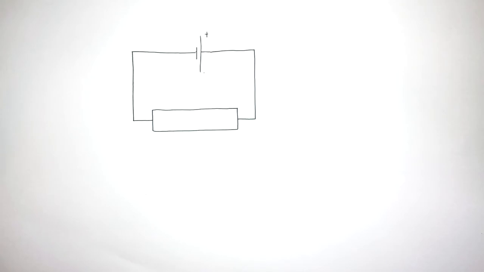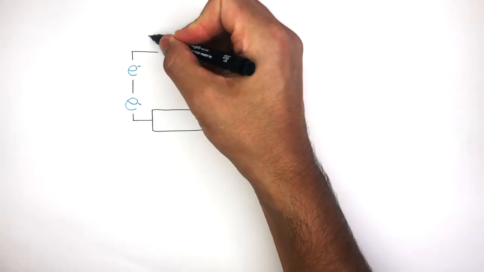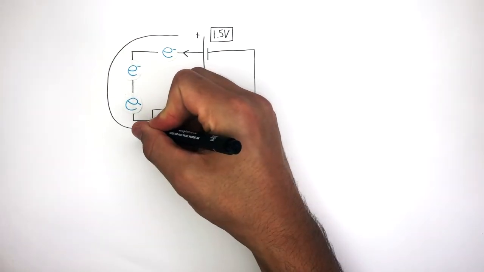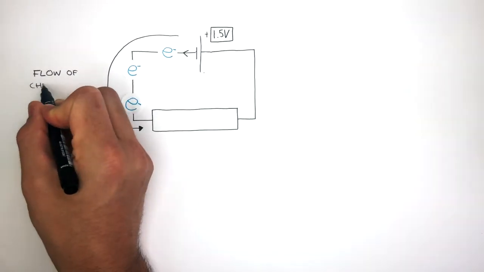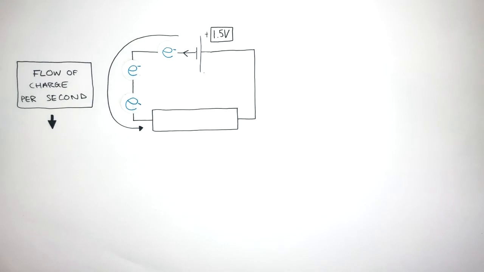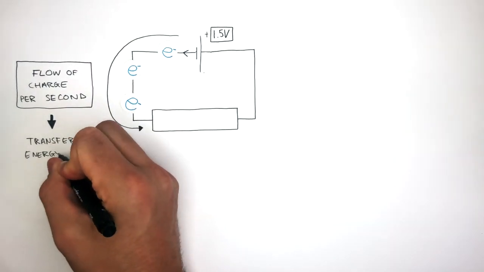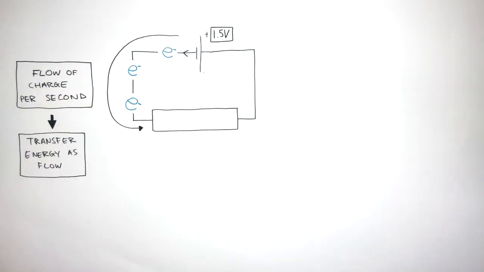Here we have a series circuit containing a 1.5 volt cell and a resistor. And this arrow shows how the electrons flow out of the positive terminal, flowing around the circuit using the conventional current. This electric current can be defined as the flow of charge per second. And these electrons transfer energy as they flow around the circuit.